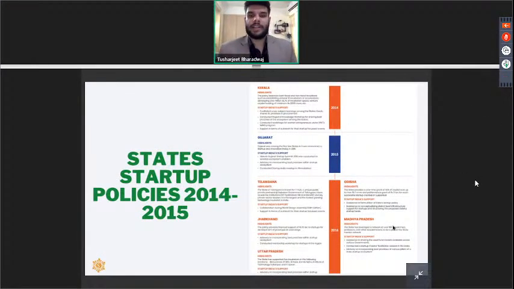There are different state startup policies. We'll talk about 2014 and 2015. We'll talk about Kerala in 2014. The highlight of this was that the policy balances both fiscal and non-fiscal incentives, such as establishing at least 10 incubators or accelerators, developing 1 million square feet of incubation space, venture capital funding of minimum Rs 2,000 crores, etc. And what was the support of Startup India?